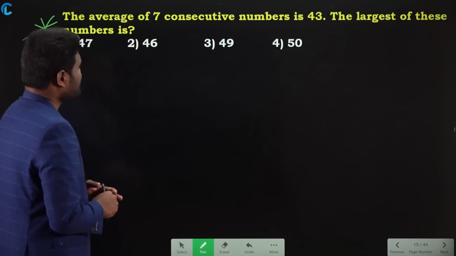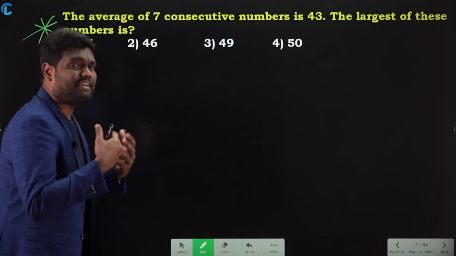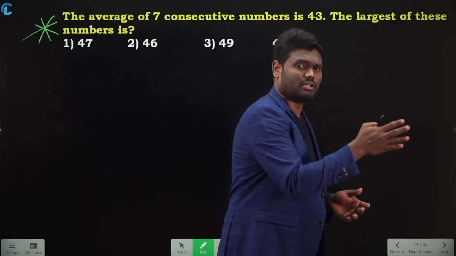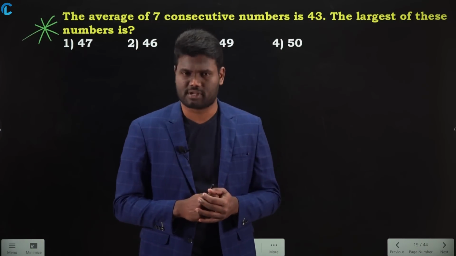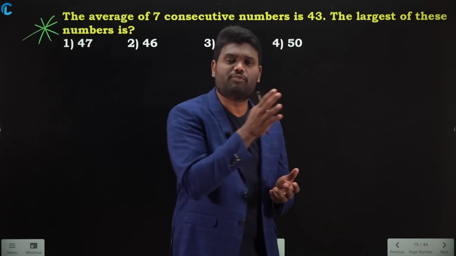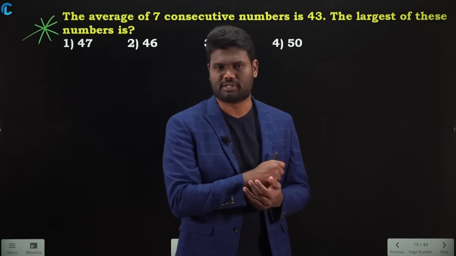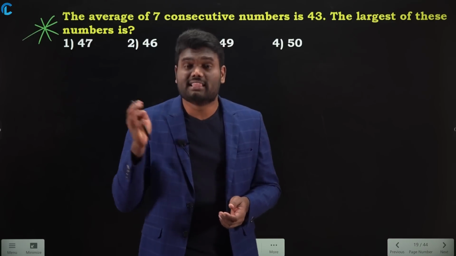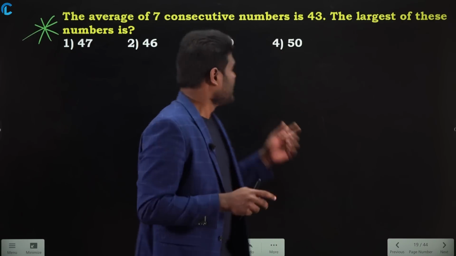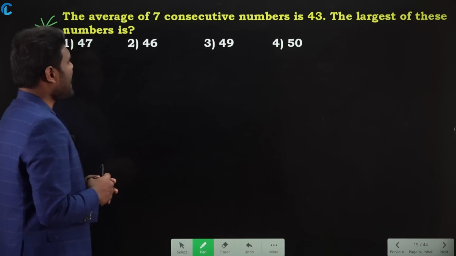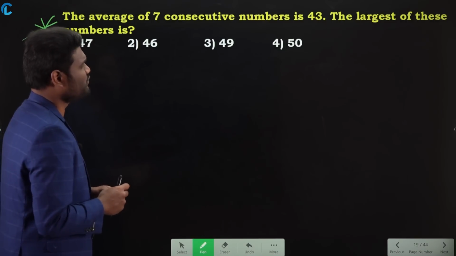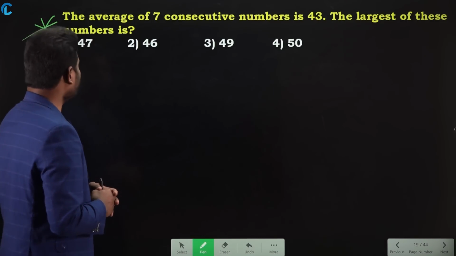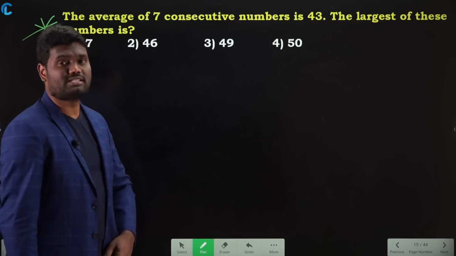The average of 7 consecutive numbers. 7 consecutive numbers means numbers which come in the same order. Those are nothing but 7 consecutive numbers. For example, 1, 2, 3, 4, 5 are 5 consecutive numbers. Or else 22, 23, 24, 25, 26, these are also consecutive numbers. Okay. Now, the question is saying the average of 7 consecutive numbers is 43. And we are asked to find the largest of these numbers.